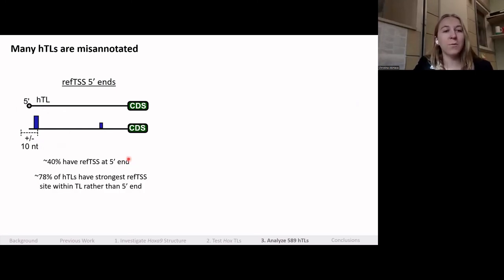Instead, I found that only 40% of the transcript leaders identified even had a transcription start site at their 5' end. Instead, 78% of all the hyperconserved transcript leaders had a significant transcription start site peak within the transcript leader, somewhere in the middle of the transcript leader rather than the 5' end.